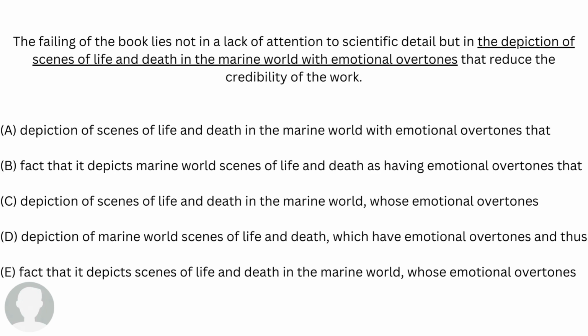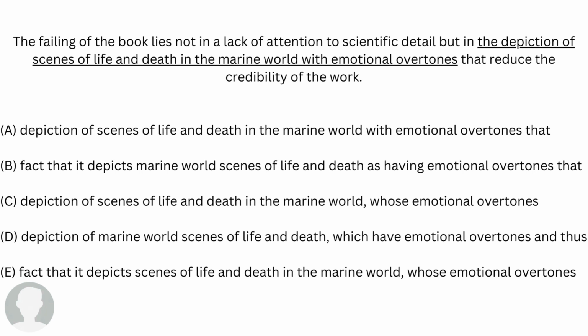Then next, depiction of scenes of life and death in the marine world whose emotional overtones that reduce the credibility of the work. So whose emotional overtones that reduce the credibility of the work, that does not make a grammatically correct clause, plus makes it more complex, and therefore we negate it.